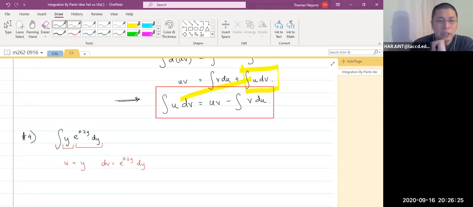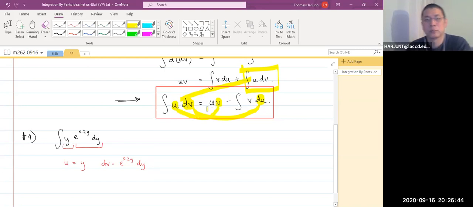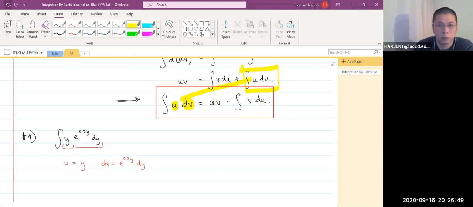Now, once I have my u and my dphi, I need to find my phi and du. Okay, let's put that in practice. So if u is y, then du equals dy.